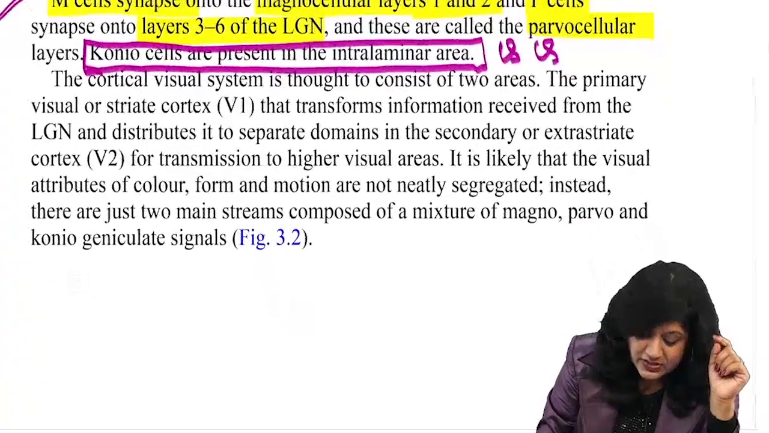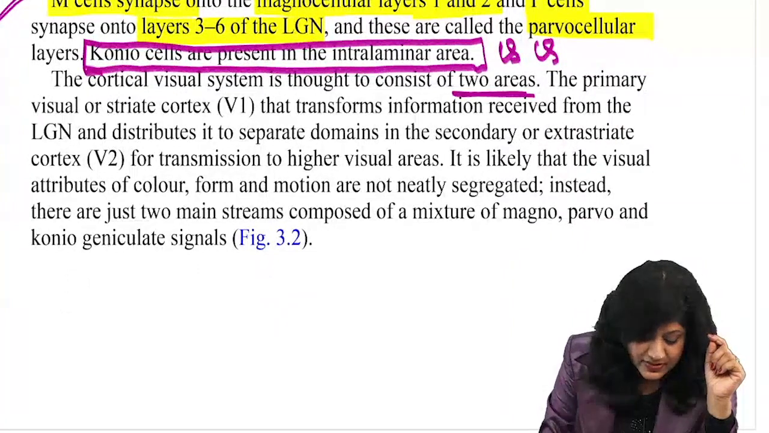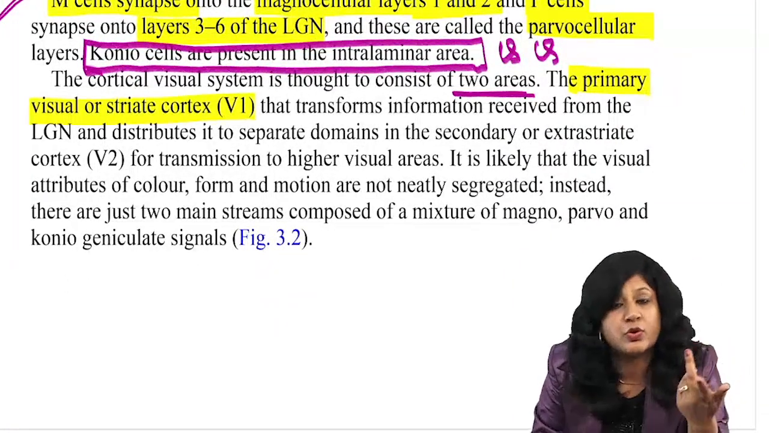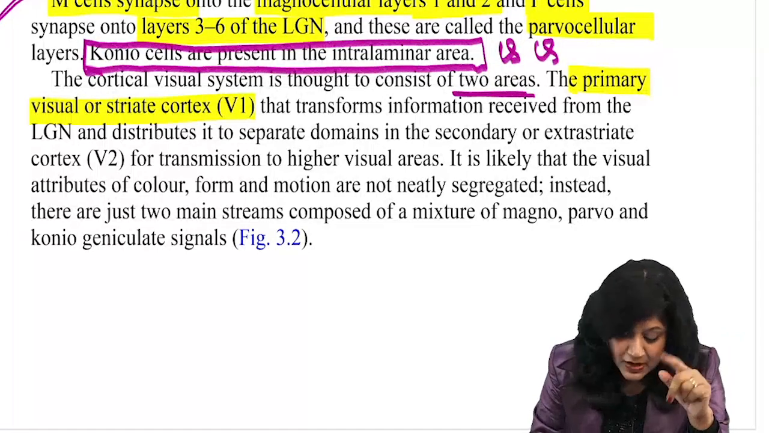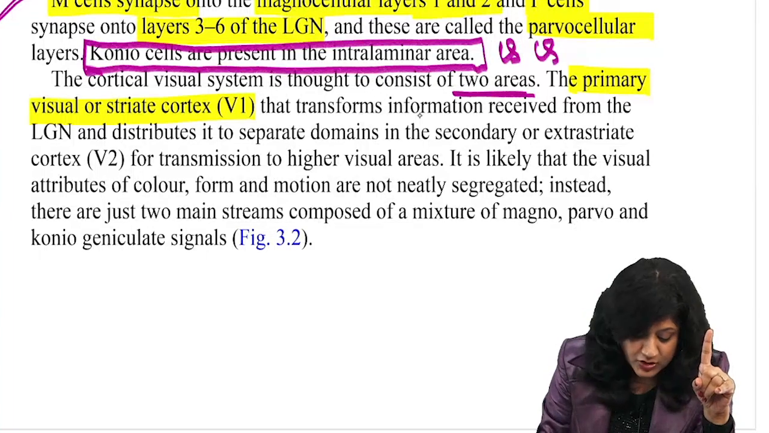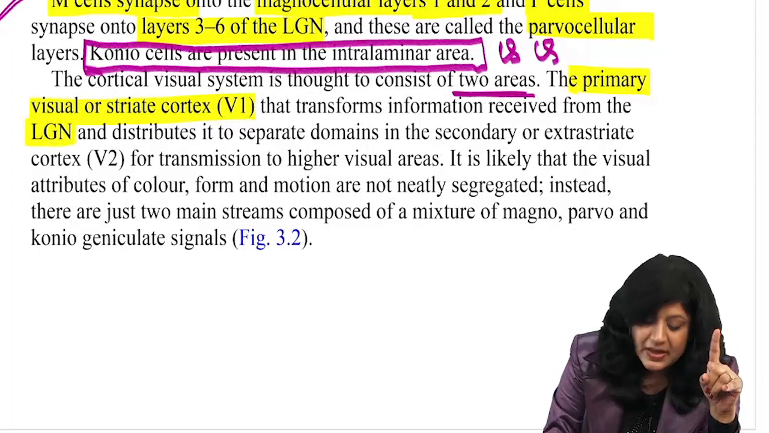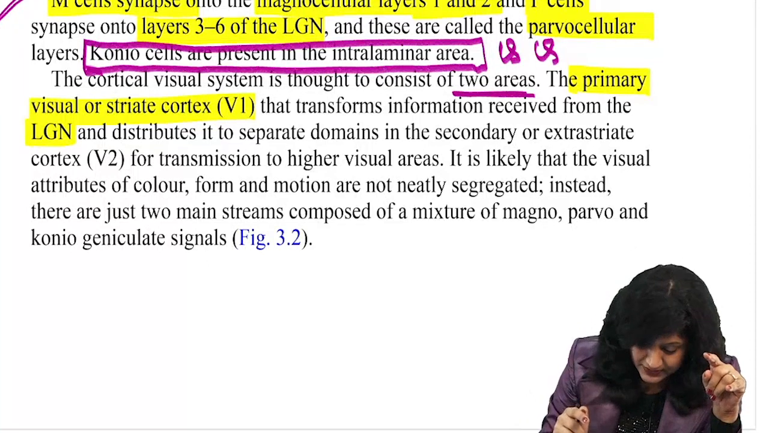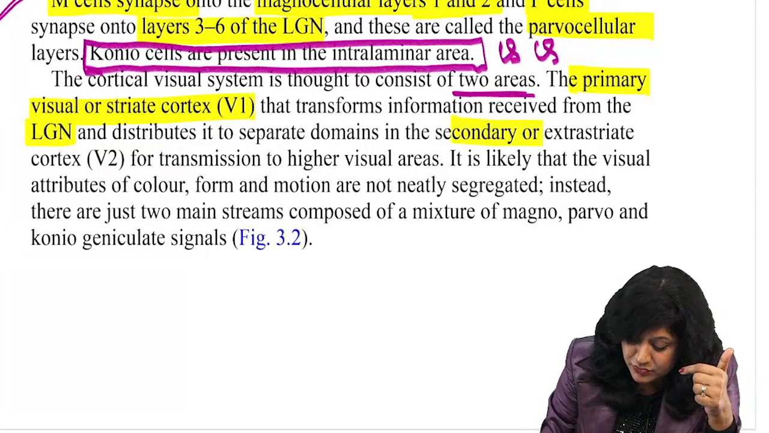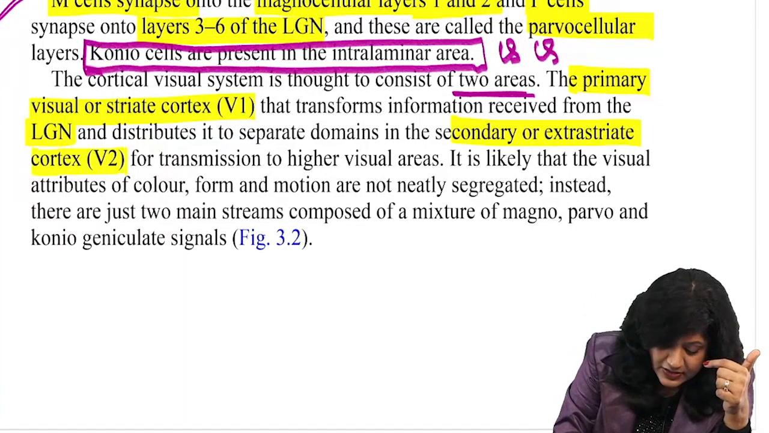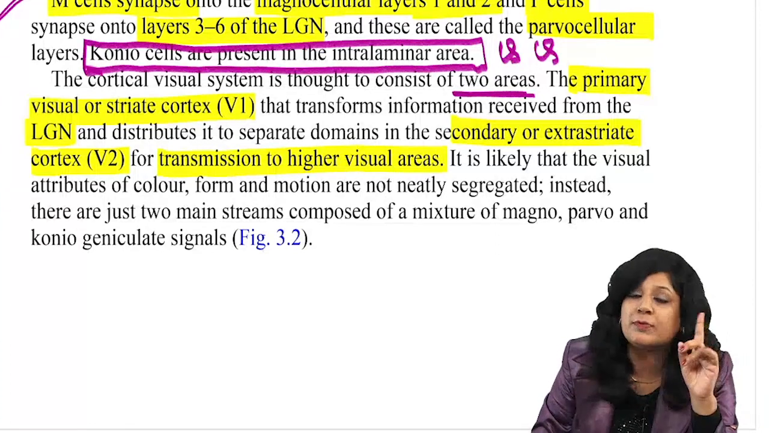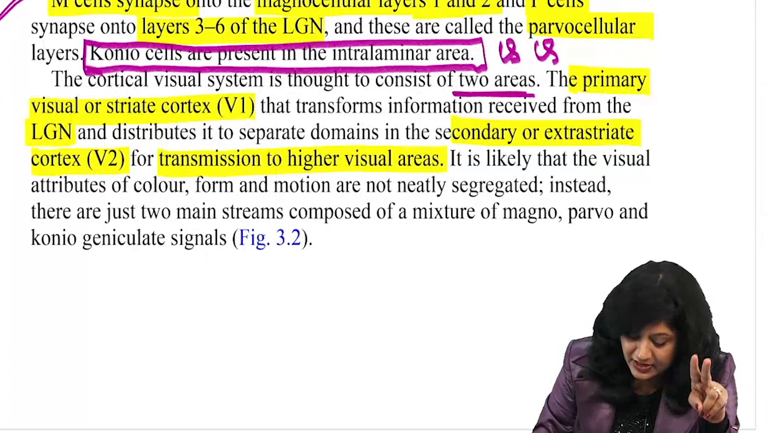Now, the cortical visual system is thought to consist of 2 areas. We have the primary visual cortex. See, this is your neuroanatomy. Again, we are integrating here. The primary visual cortex, area 1, transforms the information received from the lateral geniculate body and sends it to the different domains, and also to the secondary center. The secondary or extrastriate cortex is V2, and this is for transmission to the higher visual areas. So you have the primary area and the secondary areas of vision.